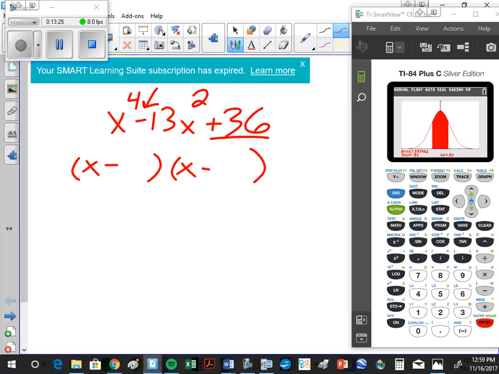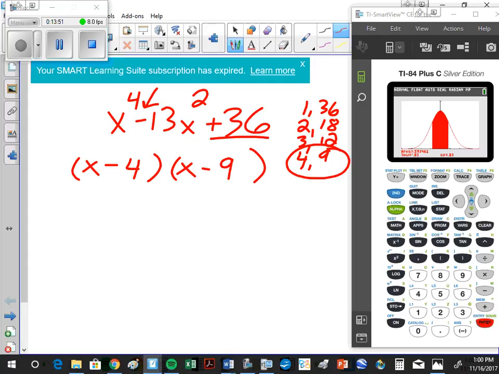One and 36, they don't work. 2 and 18, that doesn't work. 3 and 12, that doesn't work. 4 and 9, that's it. So x minus 4 and x minus 9. But that's not totally true, right? What's wrong with what I've done?